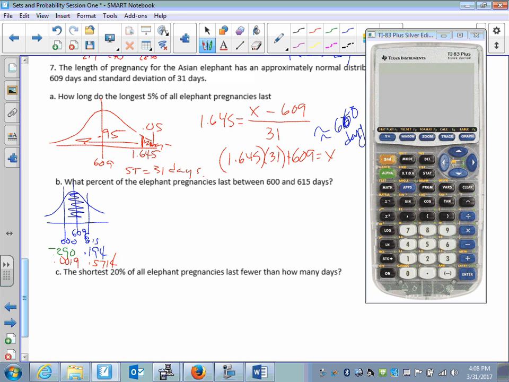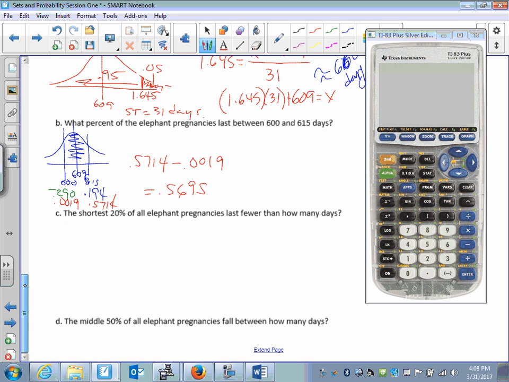So now, to get in between, we have 0.5714 minus 0.0019, and we get 0.5695, I think. Yeah, so 56.95% of elephant pregnancies last between 600 and 615 days.